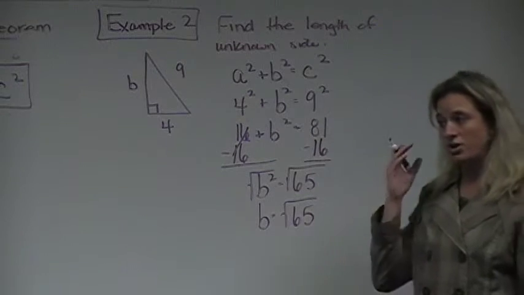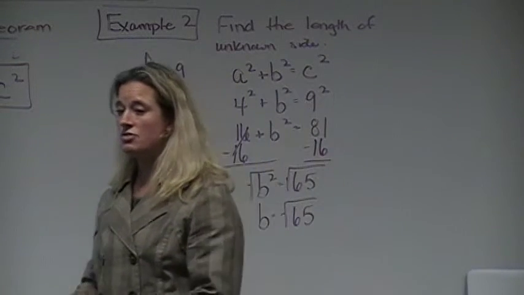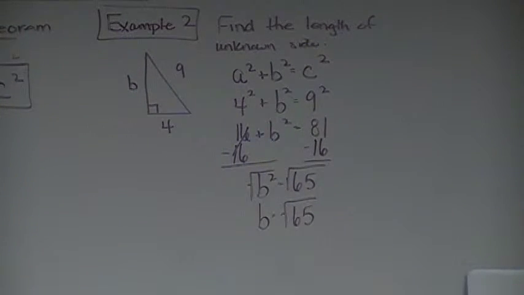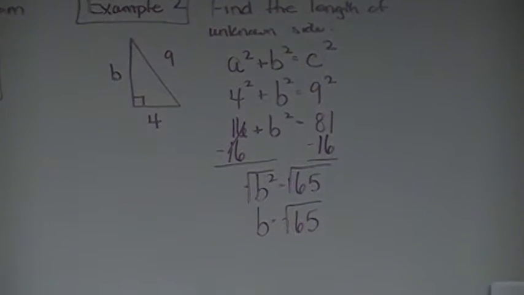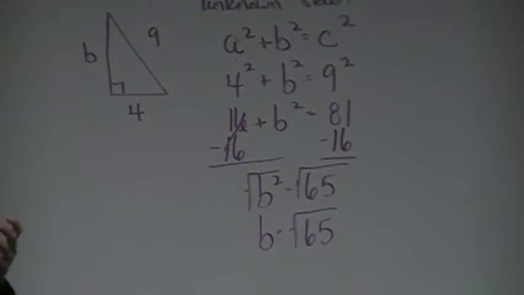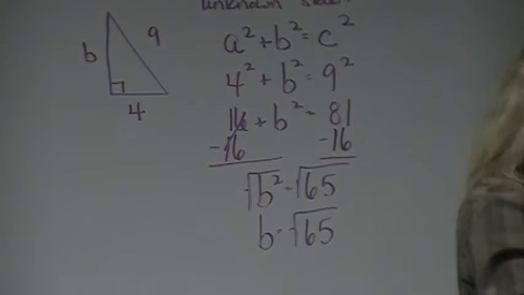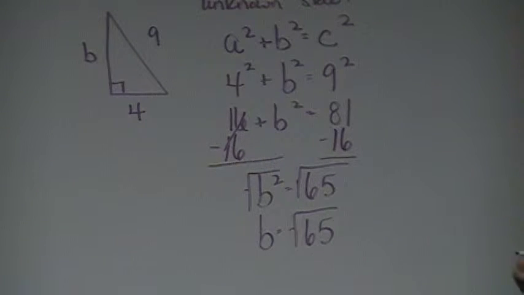Now comes the part that's very, very important. You guys learned in 11-2 how to simplify radicals. I don't want you to take the square root of 65 and give me a decimal answer. We want to simplify using simplifying radicals. Now, tell me right now, is 65 a perfect square? No, it's not. Does it have any perfect square factors?